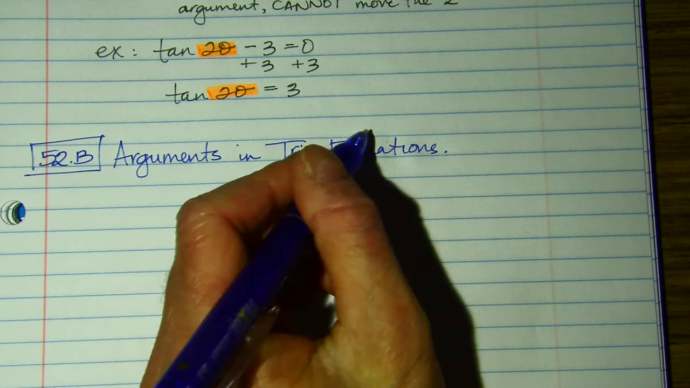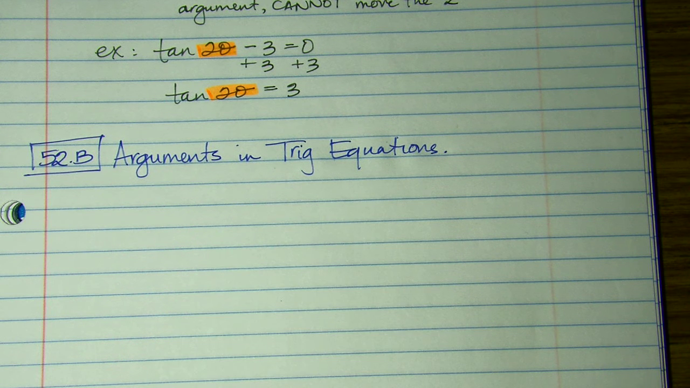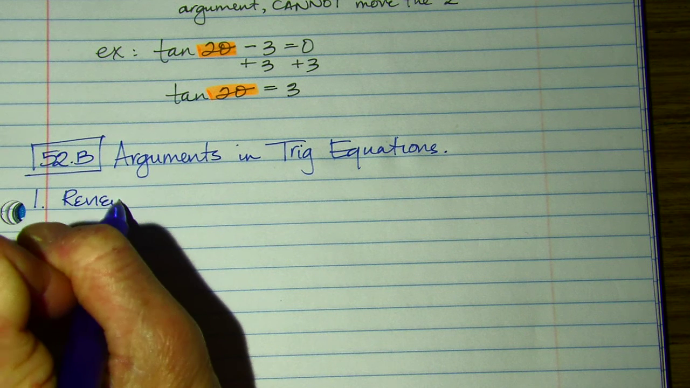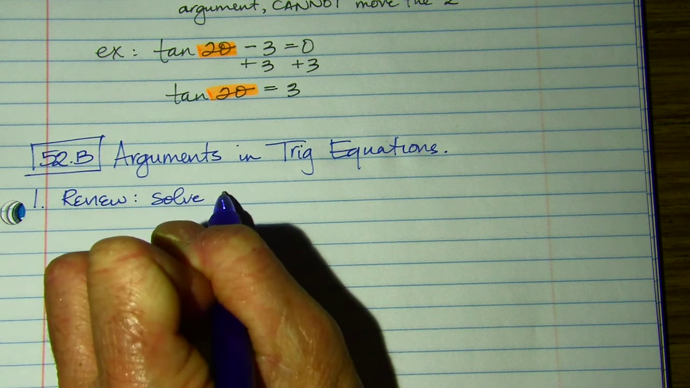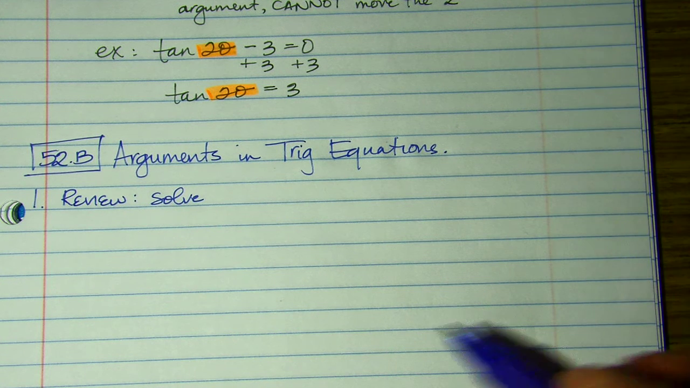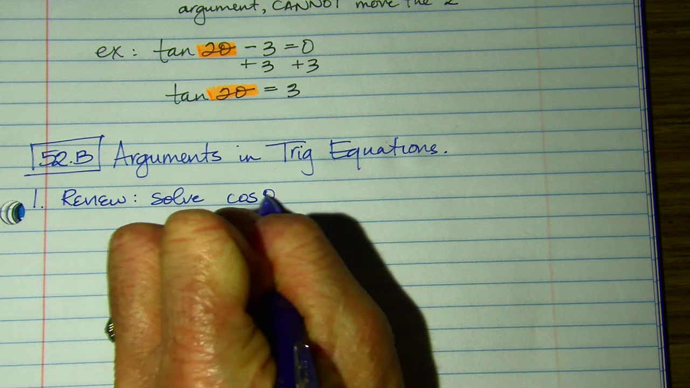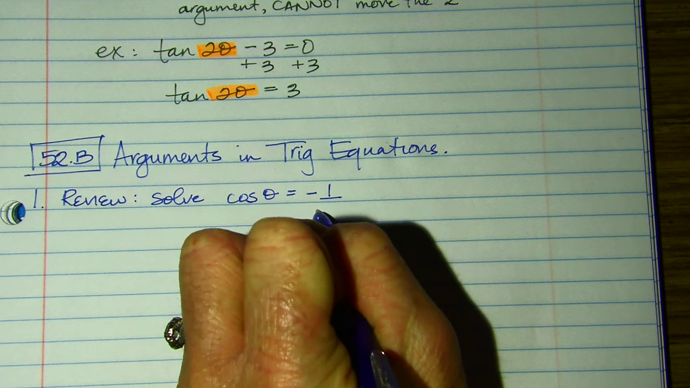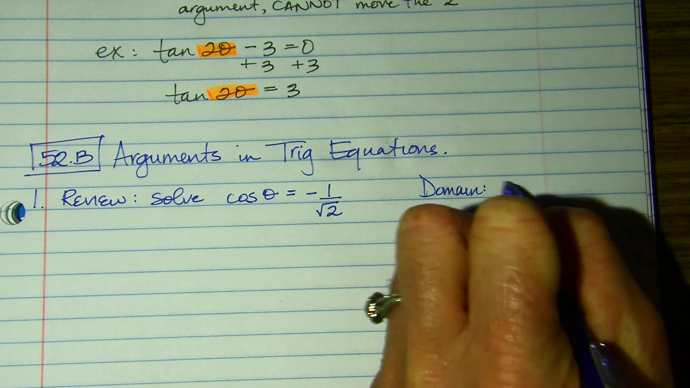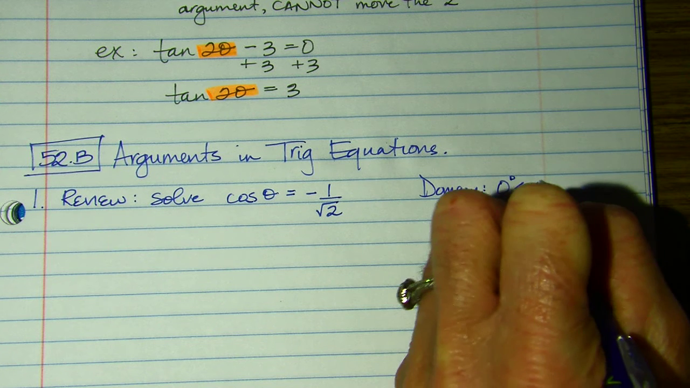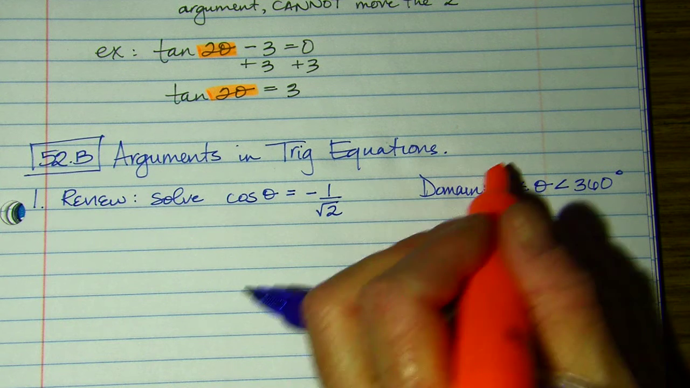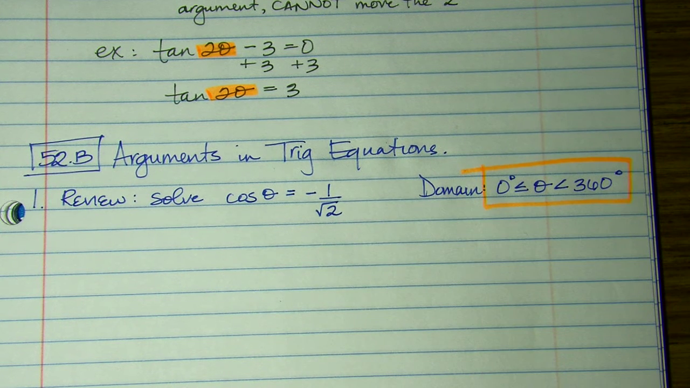All right, so let's first review how I solve. For example, number 1, this is review. Let's say I ask you to solve the cosine of theta equals -1 over root 2, and we're going to use the following domain, that 0 degrees is less than or equal to theta, which is less than 360 degrees. And we use this domain almost every time, okay?